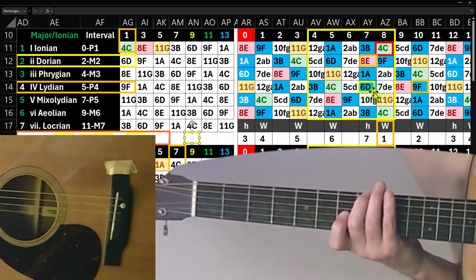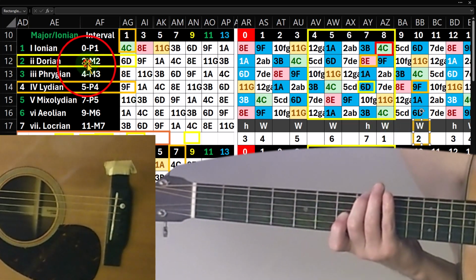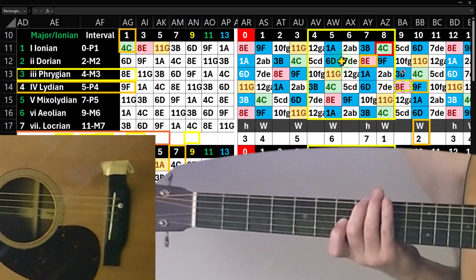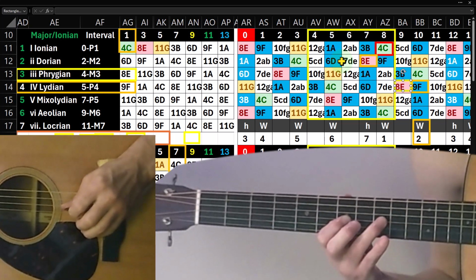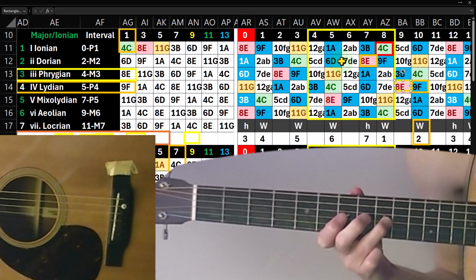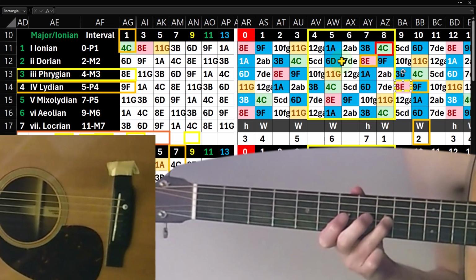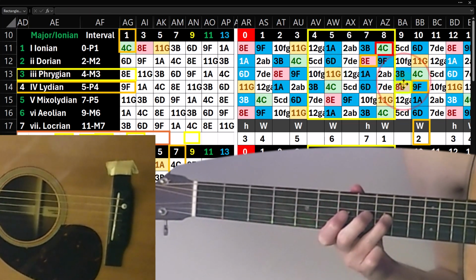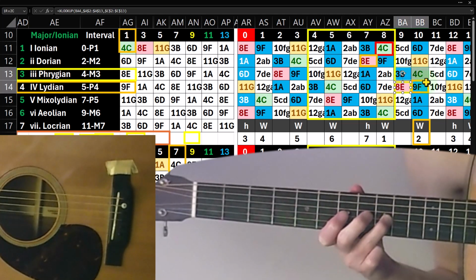So now we're going from the second to the third, which is a whole step. Second to the third is a whole step. And so we're going from the D to the E. So the second to the third is a whole step. So that brings us to the third. That goes from the Dorian to the Phrygian. The Phrygian's at the basement of the box or house.